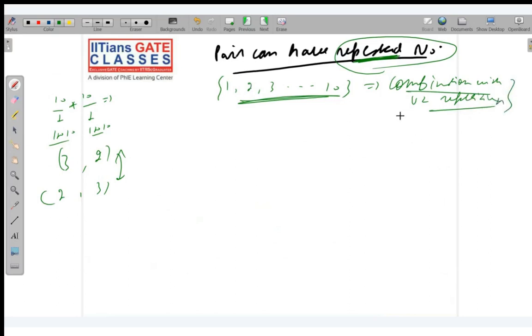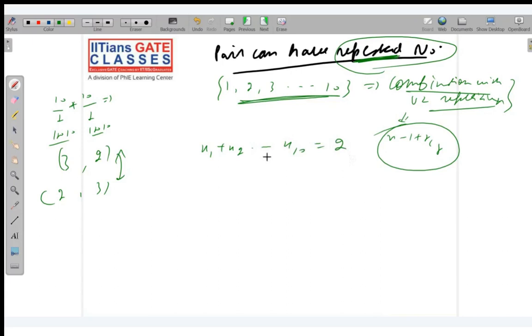So for combination with unlimited repetition, the formula was n minus 1 plus r C r. If you remember the chocolate problem, this is that only. So now how will we write? The numbers are from 1 to 10. So x1 is the number of ones you have taken, x2 is the number of 2s, dot dot dot, x10 is the number of 10s, and their sum should be equal to 2, because you want only 2 numbers.